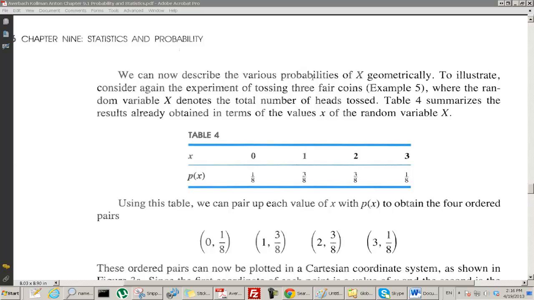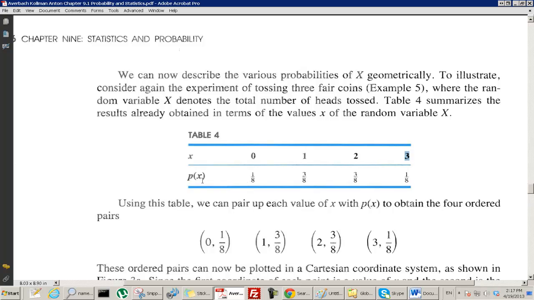Okay, now they say we can describe the various probabilities of x geometrically. In other words, we can just make a picture, a graph of it. So let's go back to tossing 3 fair coins again, and let x again denote the total number of heads tossed. Table 4 summarizes the results already obtained in terms of the values of little x. Now we're using little x, but it's the same thing. So little x could be 0, 1, 2, or 3. When you toss 3 coins, you can get at most 3 heads.